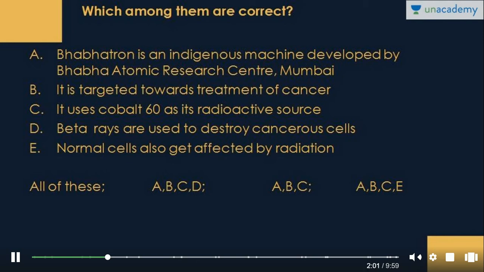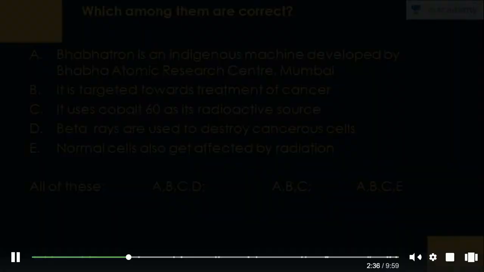Looking at the options here, the first one, Babatron, is an indigenous machine. Yes, it is developed by Bhabha Atomic Research Center. B is also correct. So is C. I'm sure you must have heard about the cobalt-60 isotope being used as a radioactive source. If you look at D, beta rays are used to destroy cancerous cells. This is absolutely wrong. Why? Because it is not beta, rather gamma rays. They are more penetrating as compared to beta rays, and they are used to destroy cancerous cells. If you look at option E, normal cells also get affected by radiation. Yes, this is true. So here we have only A, B, C and E as the correct options.